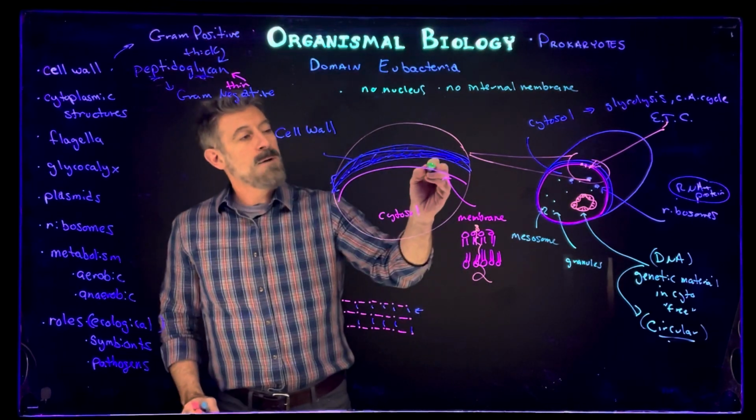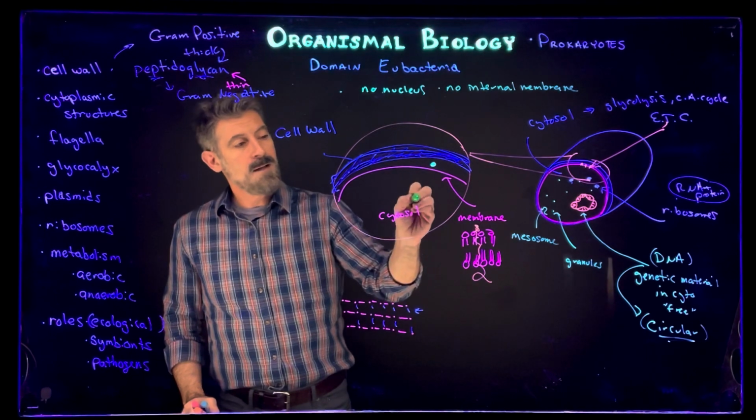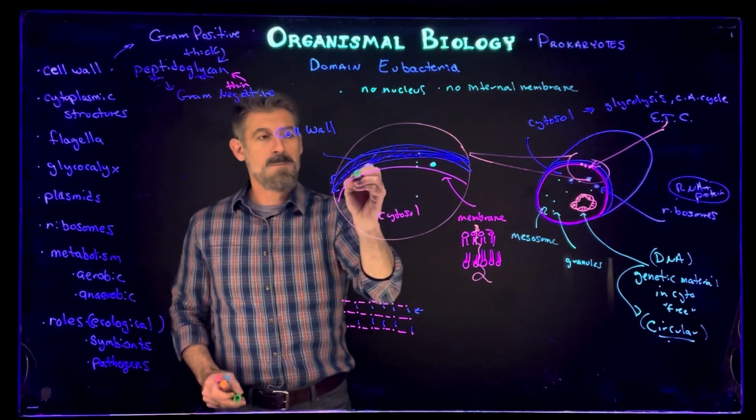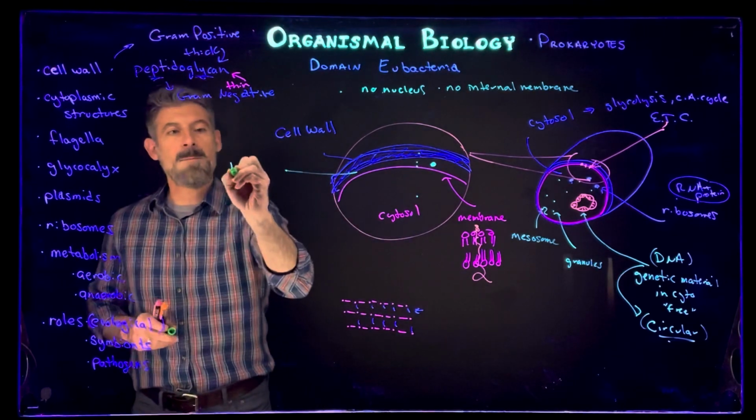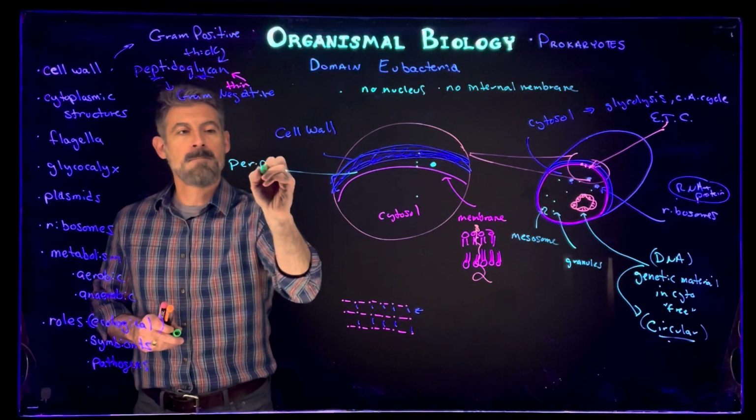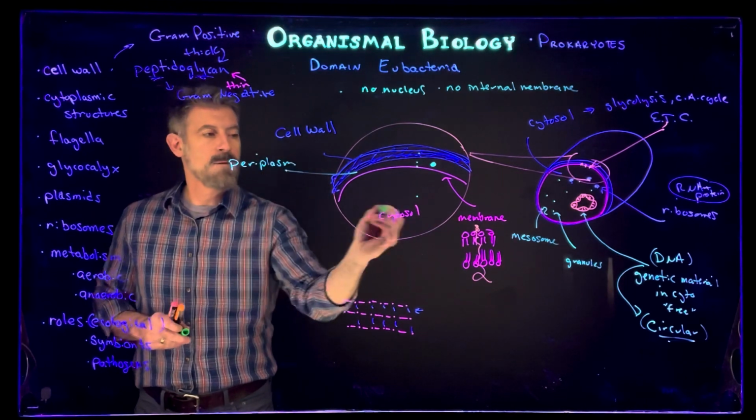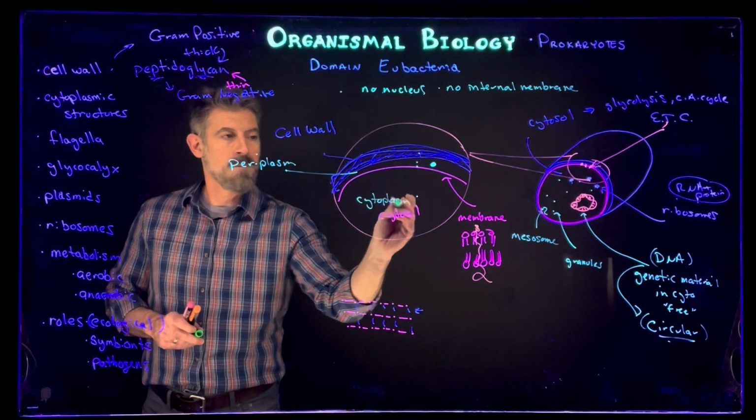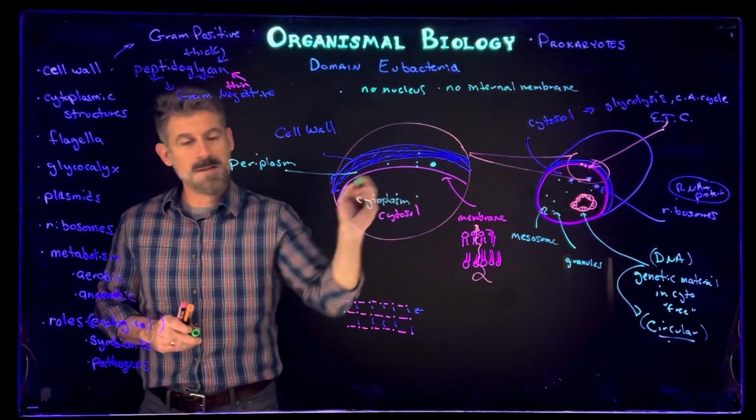Now, I put a space here actually. So this is the cytoplasm. This is the membrane. Then there's a space, and there's a cell wall. So this space is important. It's a space called the periplasm. So the cytosol makes up the cytoplasm. So cytoplasm is one space, periplasm is a second space.